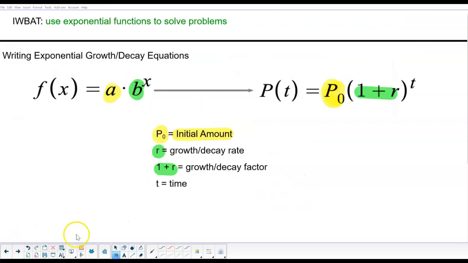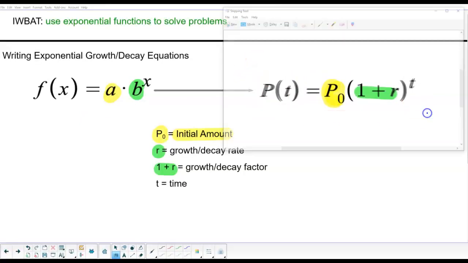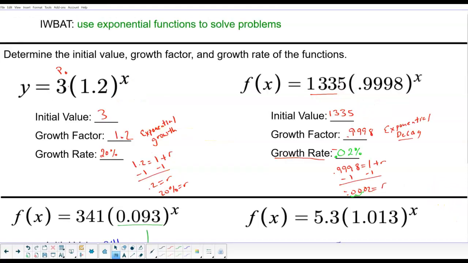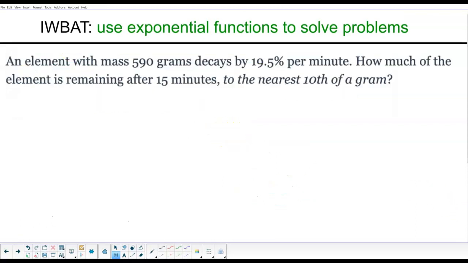All right, for our next problem, I'm actually going to come back to this slide, and we need to steal this equation here. Keep in mind, we know that P is the initial amount, R is the growth rate, and T is the time. So when they give us the Pert formula, we use exactly that. They'll most likely tell you to use that, or they'll say it's compounded continuously, so that's how you know to use that formula.